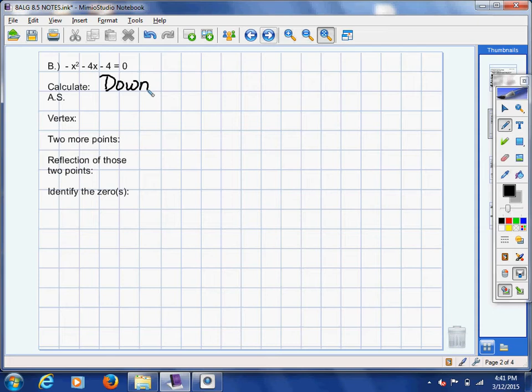All right, now axis of symmetry. Remember, we're going to do negative b over 2a. Okay, b is -4, so we're going to take the opposite of -4 and divide that by 2 times -1. Well, the opposite of -4 is +4. 2 times -1 is -2. 4 divided by -2 is -2. So your axis of symmetry is going to go through, vertical line through -2 on the x.